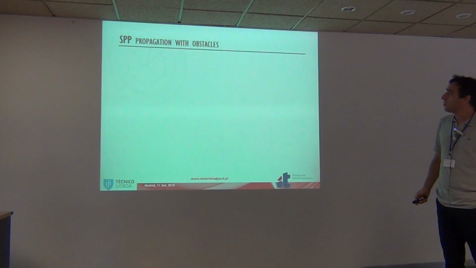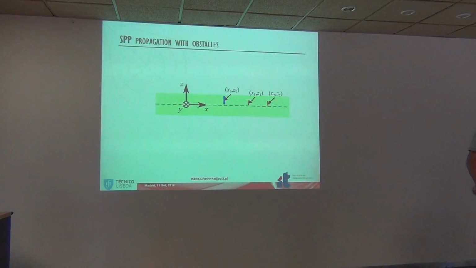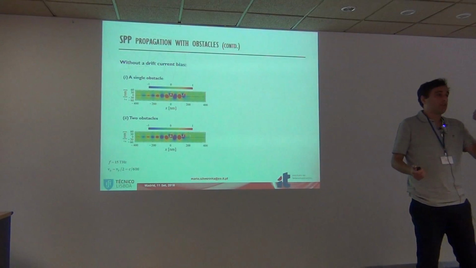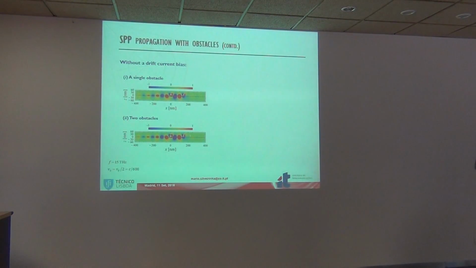So another thing that we look at very briefly is what happens if you put an obstacle. In this scenario you have your emitter, and now we put obstacles in the path of the wave that is launched, and what we expected, and it's what I'm going to show you, is that because there is not this backscattering channel, the propagation is much less affected by the presence of the object. And so this is without drift. This is the emitter, this is your obstacle, and in this case it's two obstacles.